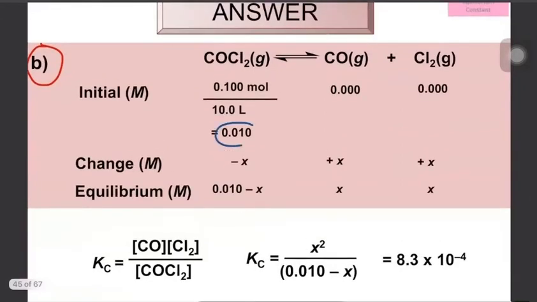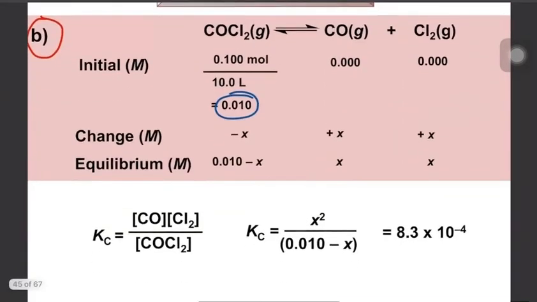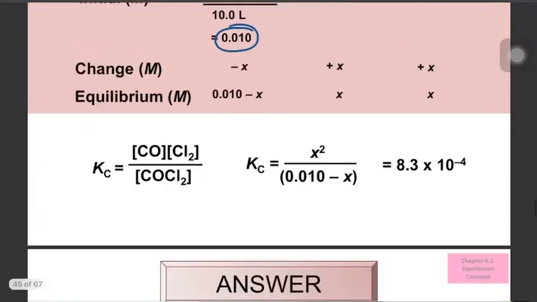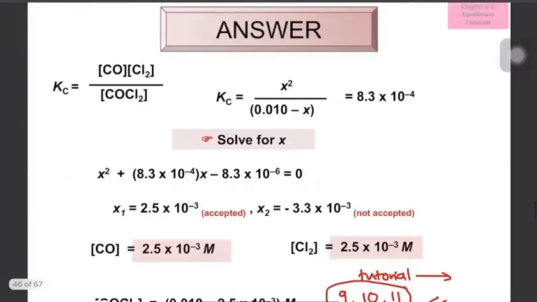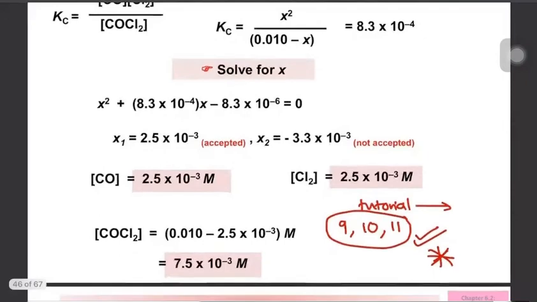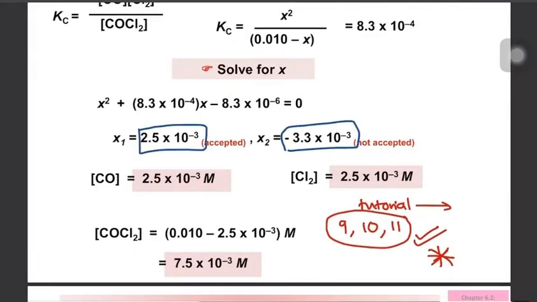Only thing that changes is the value here, because now our initial mole is 0.1. So once you substitute in everything, again, you have a situation whereby you have a negative value and a positive value. Without thinking, you can straight away take the positive value and get your answer. So make sure to write equilibrium, equilibrium, equilibrium. So here, the tutorial questions that you can practice are tutorial questions 9, 10, and 11.